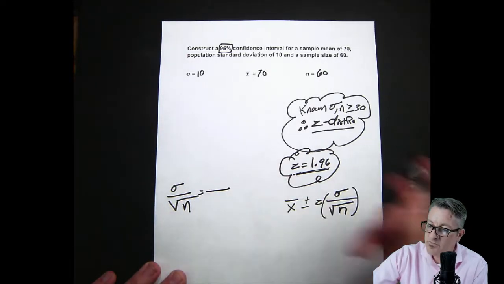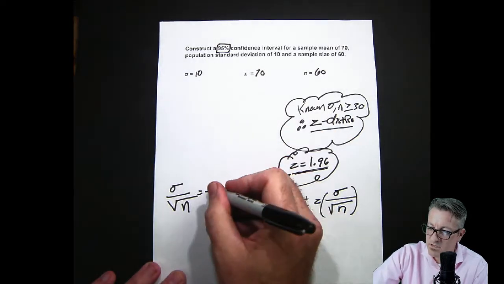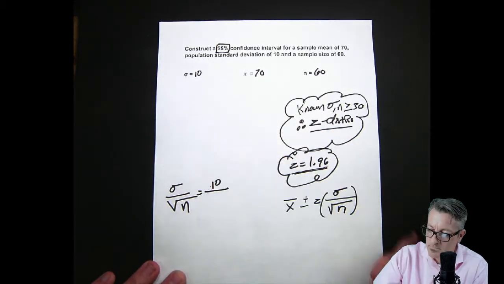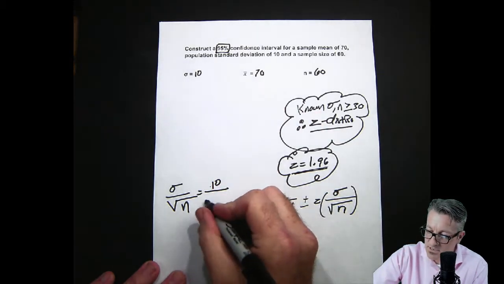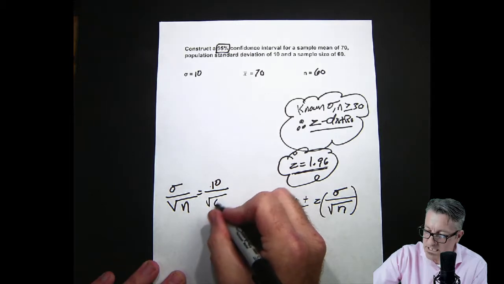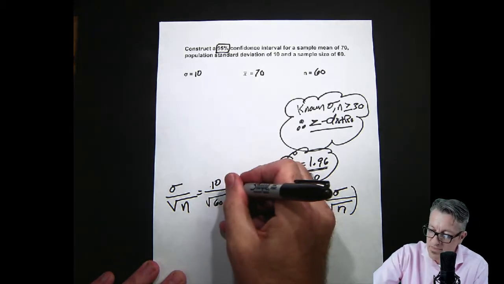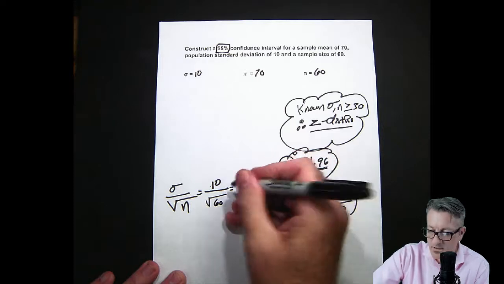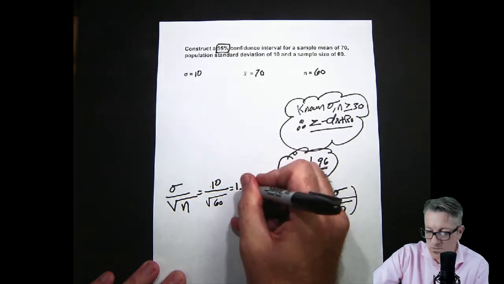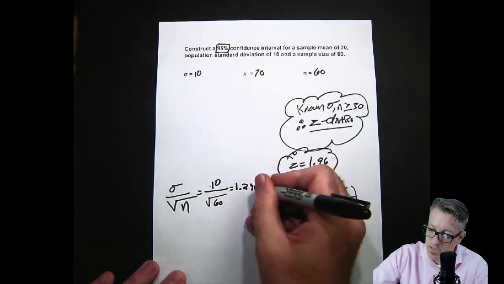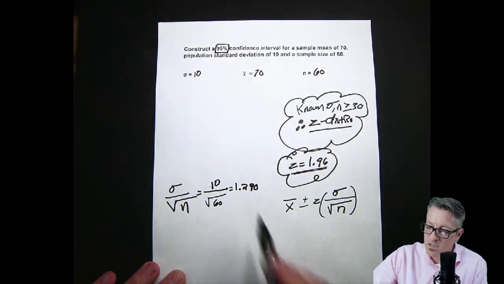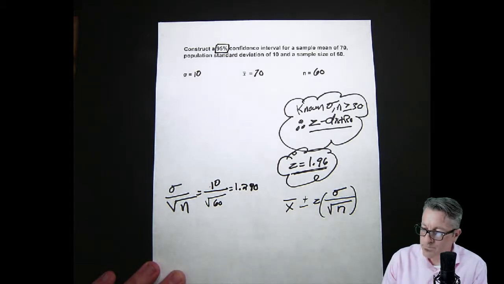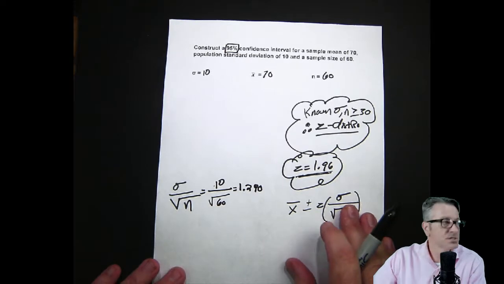For us, we have a population standard deviation, or sigma, of 10, and then we have a sample size of 60. So that's 10 over the root of 60. When we work that out on our calculator, it ends up being 1.290. We could go out further, but for this we don't need to. So it's 1.290.